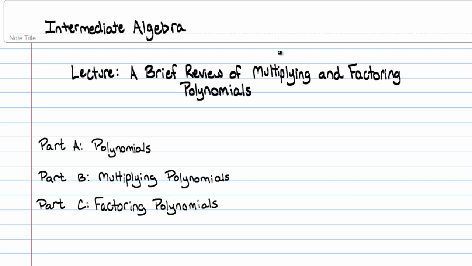This lecture is all about reviewing multiplying and factoring polynomials, and we'll discuss actually in part A what a polynomial is. We'll talk about the parts of a polynomial, things like binomials, monomials, trinomials, degrees of polynomials and monomials, that type of thing. And then in part B, we'll focus on multiplying polynomials, which should be a review. All of this should actually be a review for students in an intermediate algebra or college algebra course.